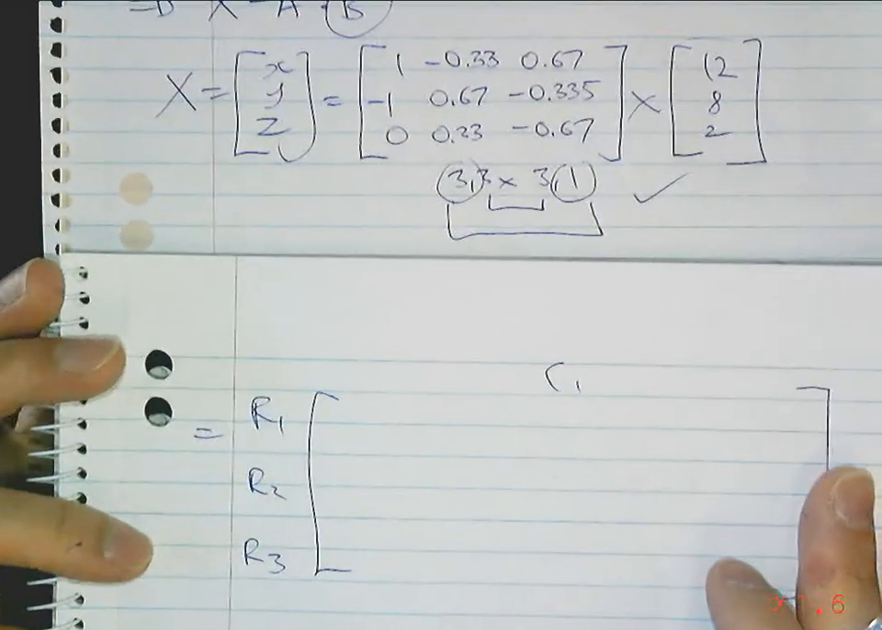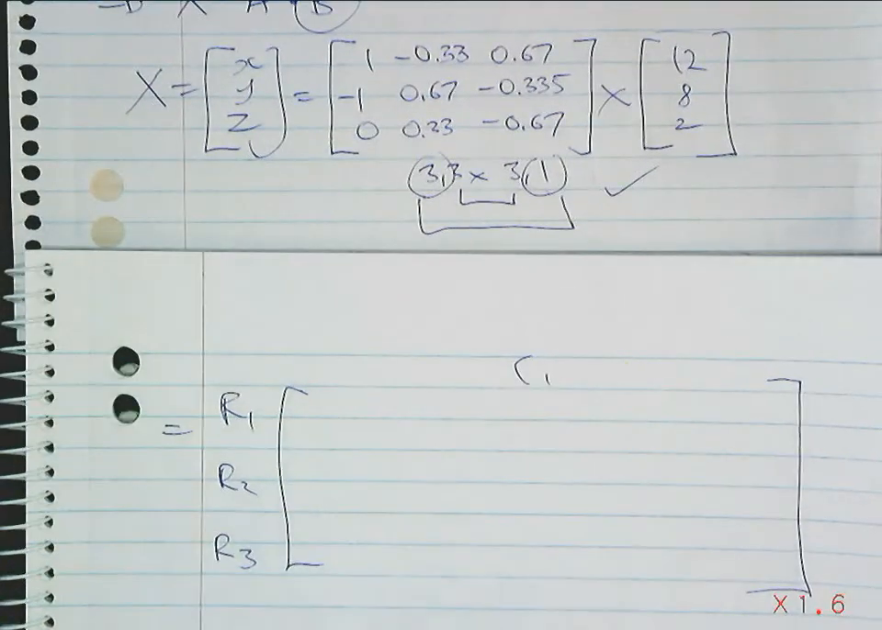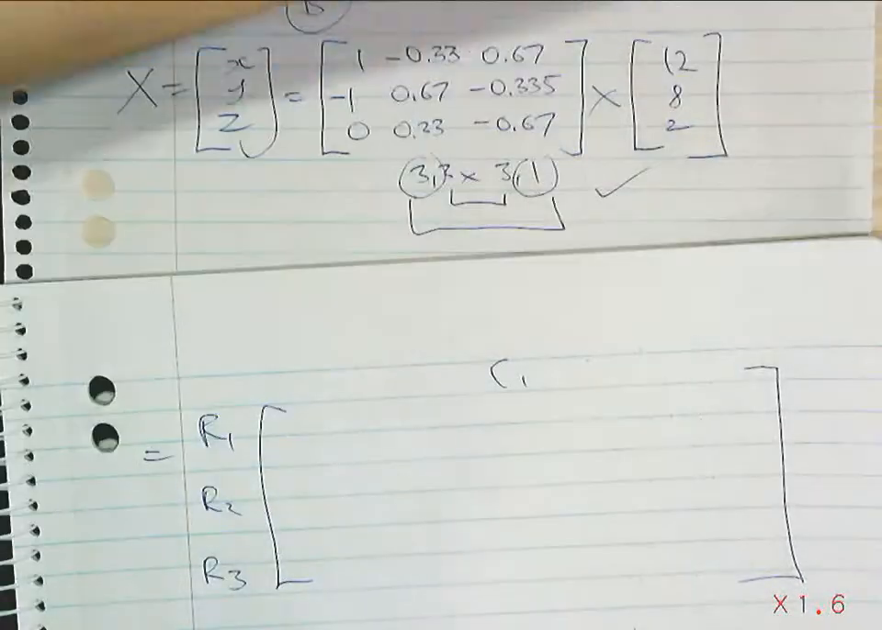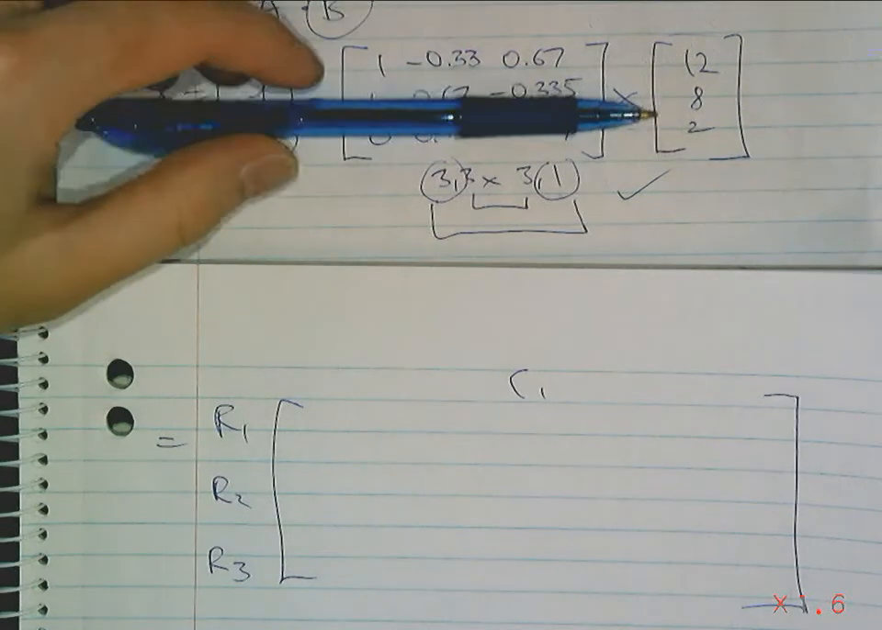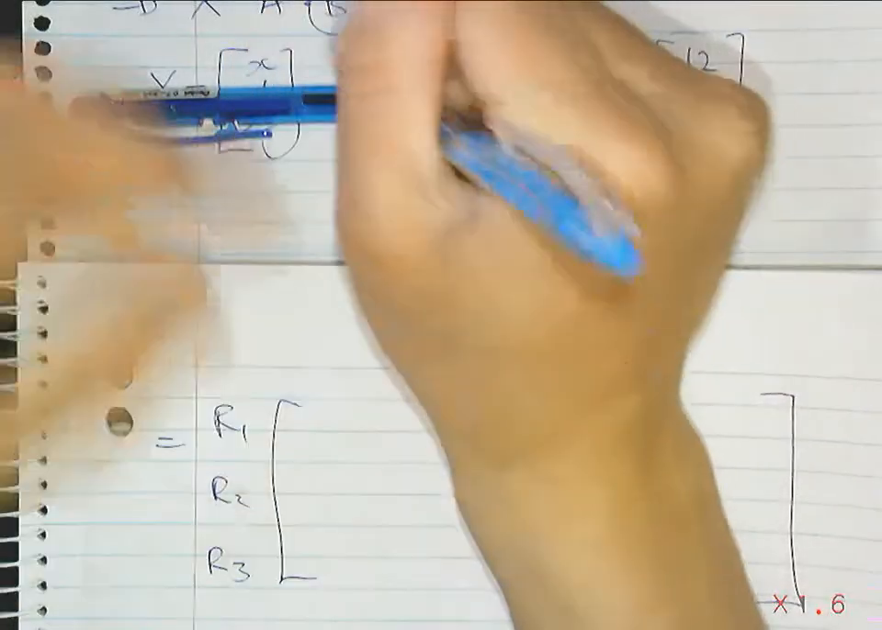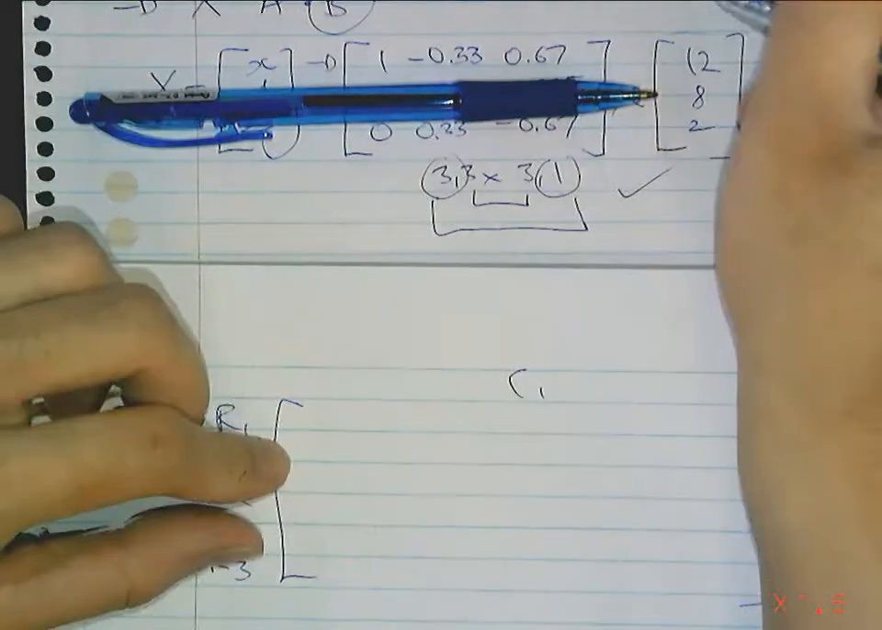Okay, so how do we do this? Let's do row 1, column 1 first. Where's row 1? This is row 1 here, just up here. Where's column 1? This is column 1 here.